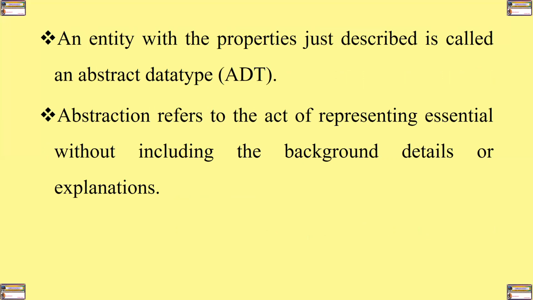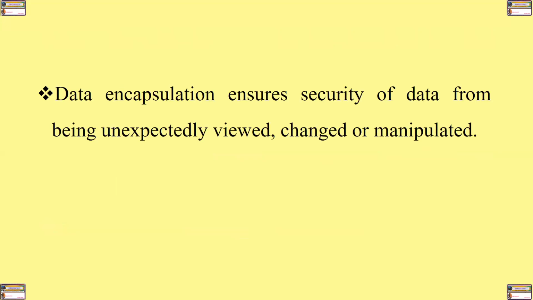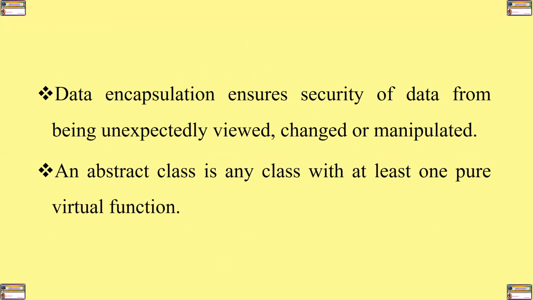Abstraction refers to the act of representing essential features without including the background details or explanations. Classes use the concept of abstraction and are defined as a list of abstract attributes. Data encapsulation ensures security of data from being unexpectedly viewed, changed, or manipulated. An abstract class is any class with at least one pure virtual function.